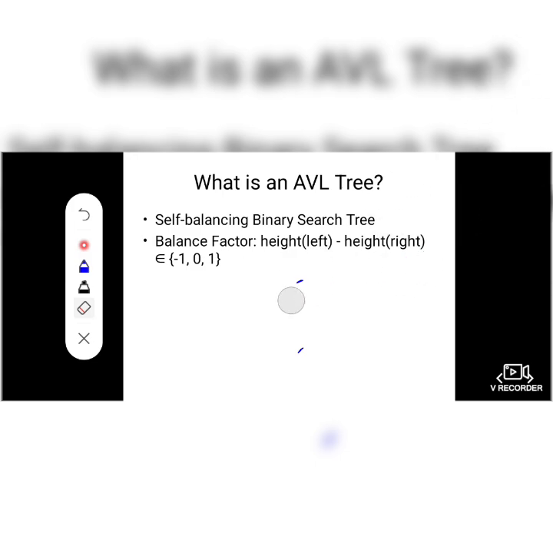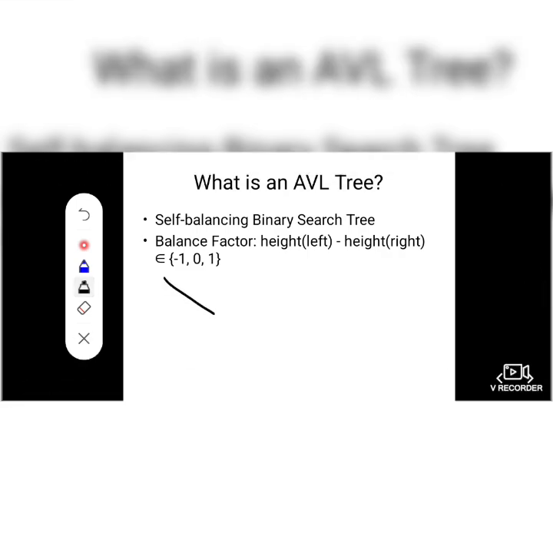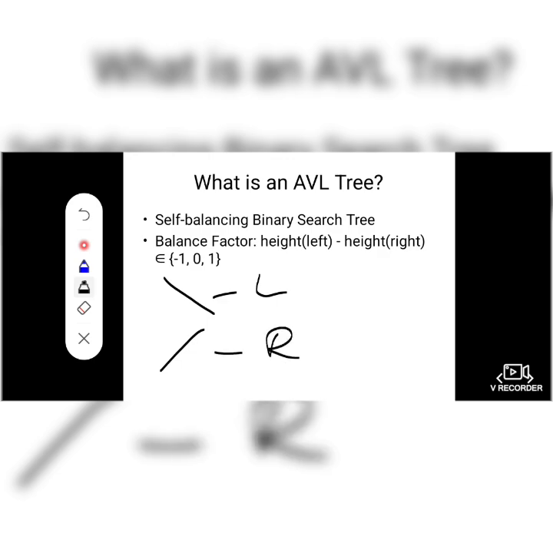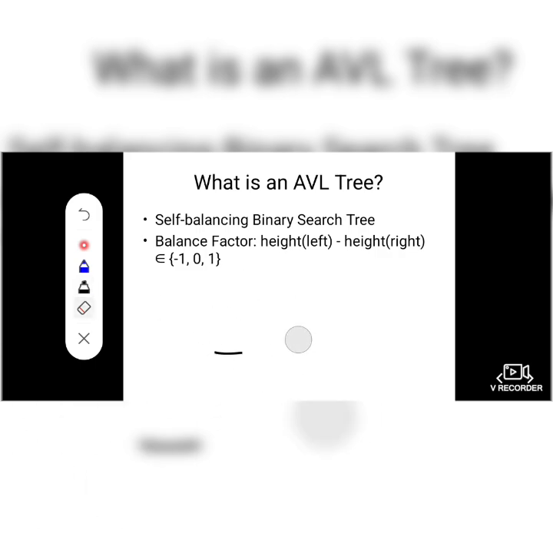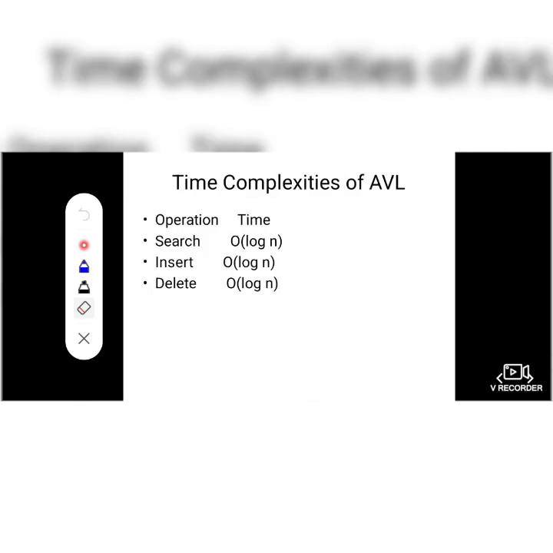It is very simple. We just have to check the balance. If it is unbalanced on the right side, we make a left rotation. If it is unbalanced on the left side, we make a right rotation. It is the only thing we have. Very easy. Time complexities we have already seen.